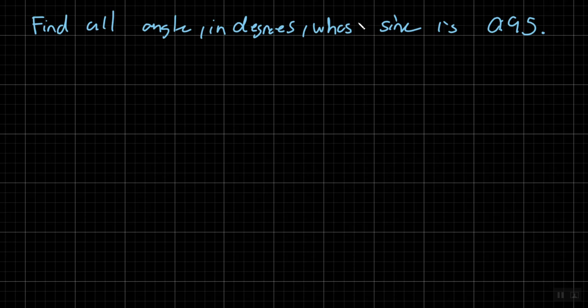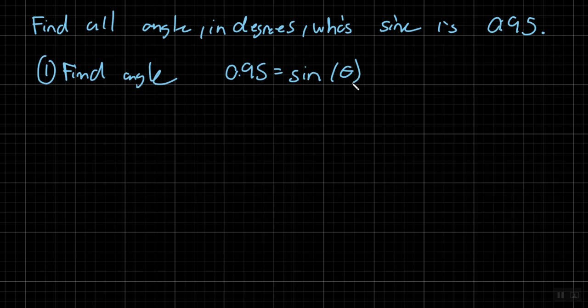Wait, find all angles in degrees whose sine is 0.95. Okay, so first things first. Find the angle. We have 0.95 equals sine of theta. Okay, we did this last time. How in the world do I get theta all by itself? How do I get rid of sine?